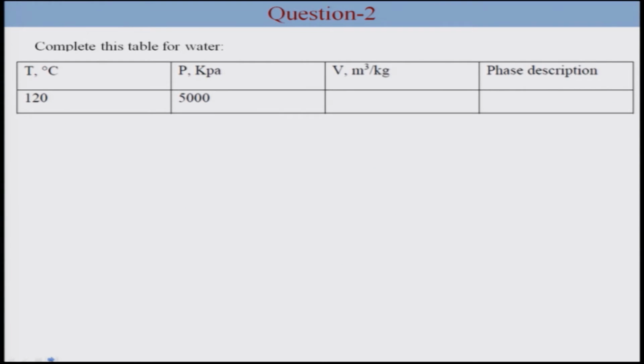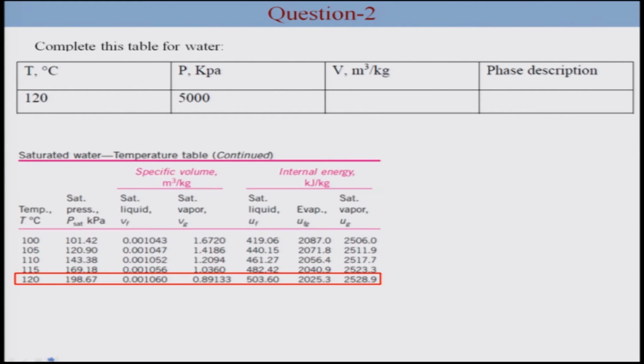In the next case, the temperature is given to be 120 degree Celsius and pressure is given as 5000 kilopascal. In the saturated water table at 120 degree Celsius, the saturation pressure is 198.67 kilopascal. So, this saturation pressure is less than the applied pressure, which is 5000 kilopascal. It means that the water is in compressed state. So, it is compressed liquid.